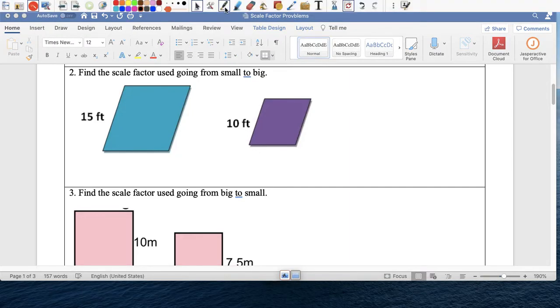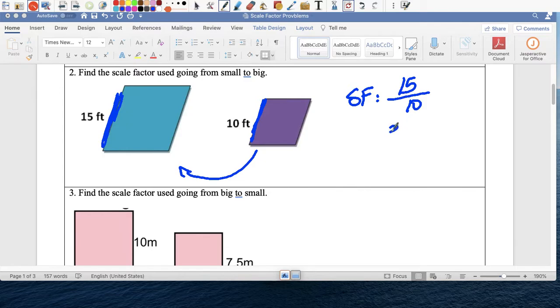Again, from small to big, so let's pick a corresponding side in this case. We can use this and this. We're going this way, so we had a little rhombus here, and it became a little bit bigger. But what factor did we apply to the smaller one to get the larger one? So how did the 10 become 15? When it's an enlargement, we divide the bigger side of the corresponding pair by the smaller, and 15 over 10 is 3 over 2, which is fine.